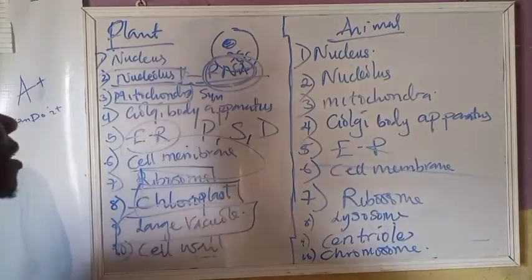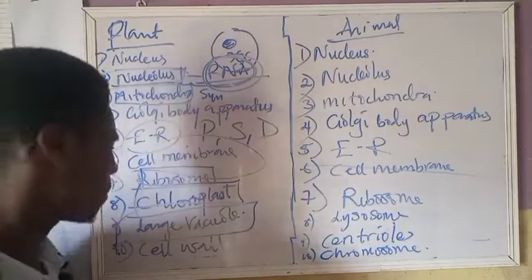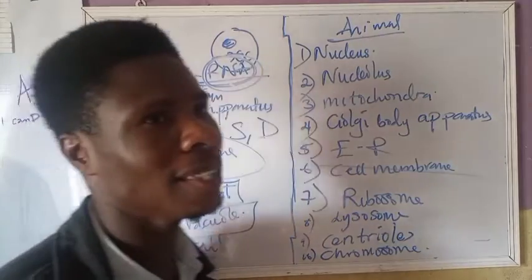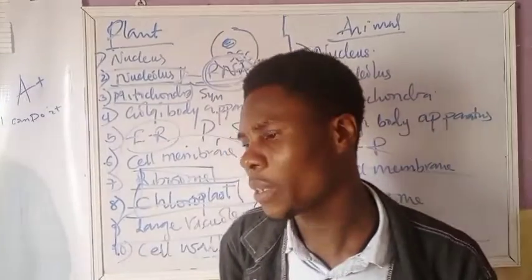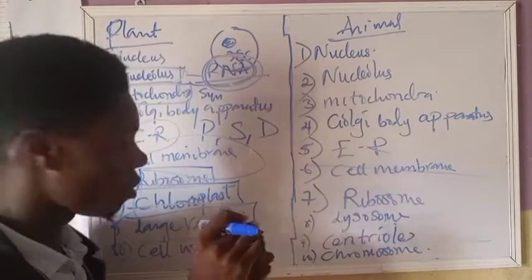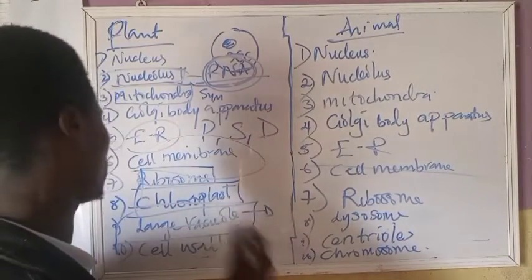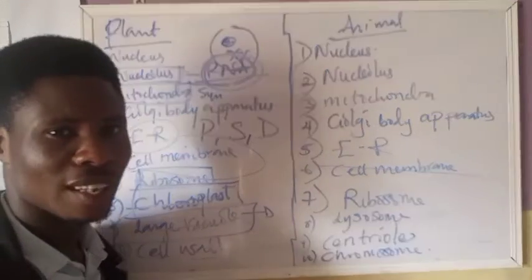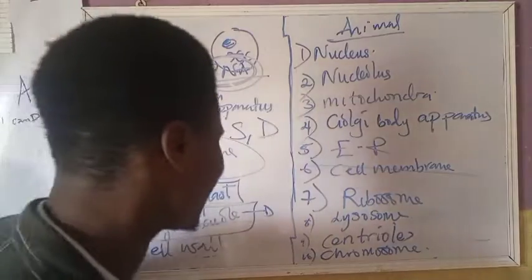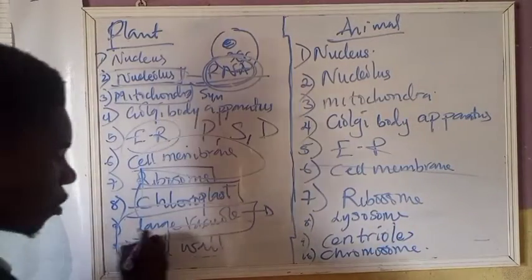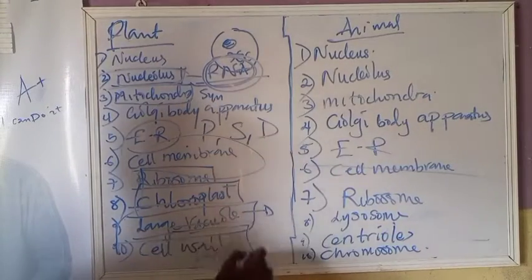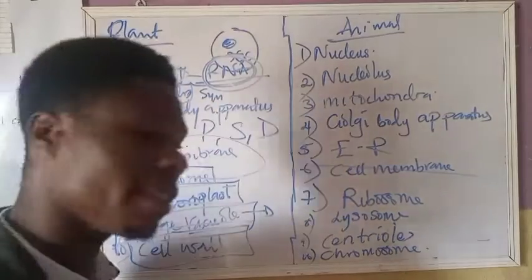The large vacuole is actually very big in plants and is mostly found in plants. The large vacuole contains the cell sap. And what is the function of cell sap? The cell sap is in a cavity in the plant cell, where materials are stored. In summary, the large vacuole helps in osmoregulation. That is, it helps to release excess water from the cell. That is the function of the large vacuole. It expels excess water from the cell. So the last one is the cell wall.